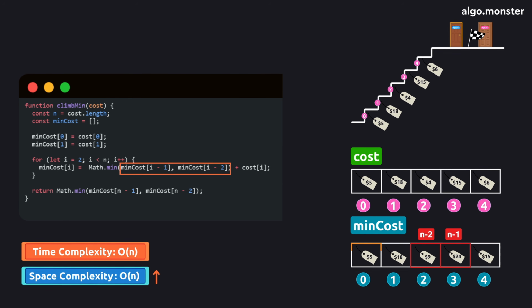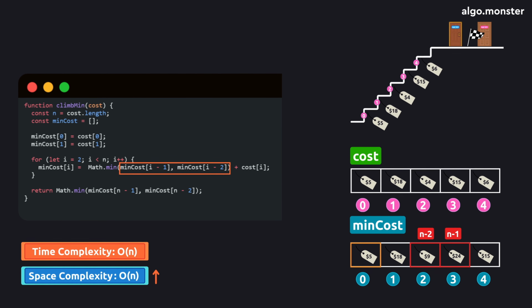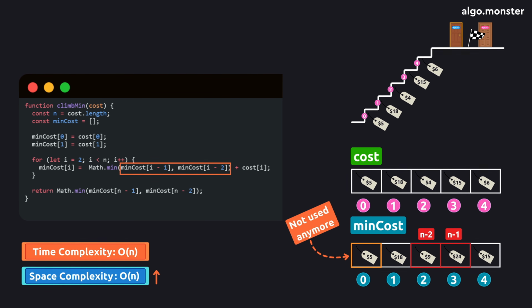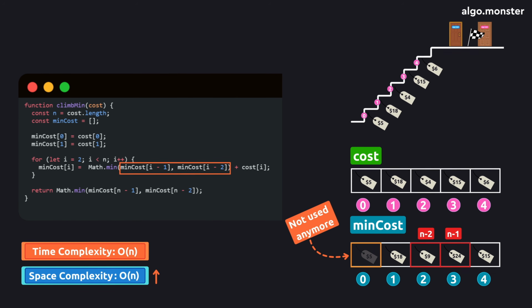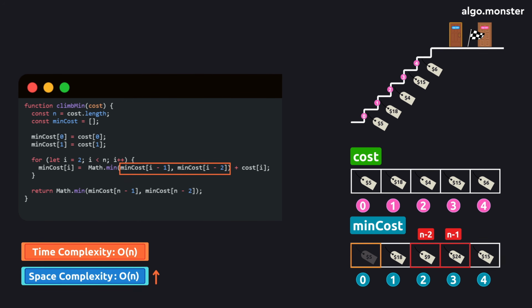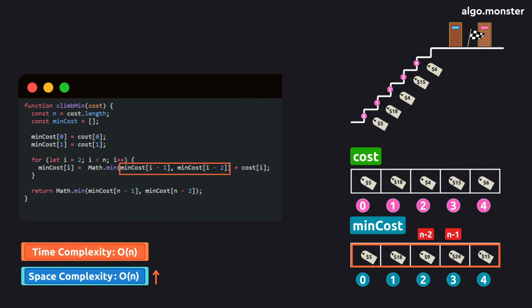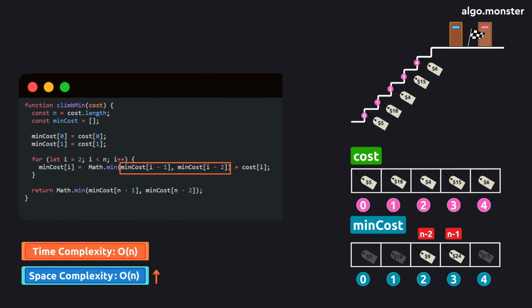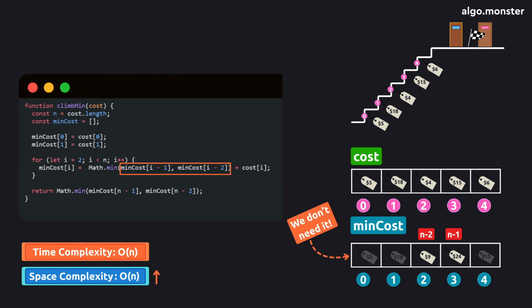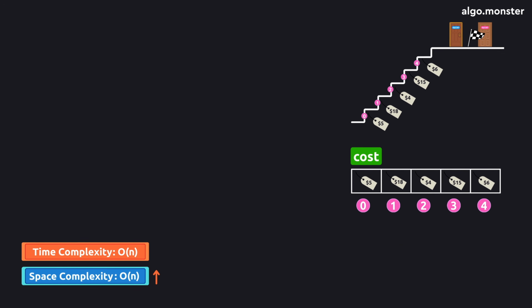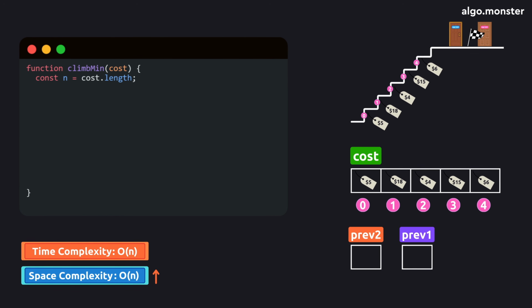And think about what happens to min-cost 0 once we get to, say, stair 5. Nothing at all. We used it long ago, and after that, it never comes up again. So what's really happening here is this. We're storing a whole array of values, but in practice, at any moment, we're only using the last two, which leads to an obvious question. If we only ever need two values, why are we storing the entire array? So what if we remove the array entirely and use just two variables instead?